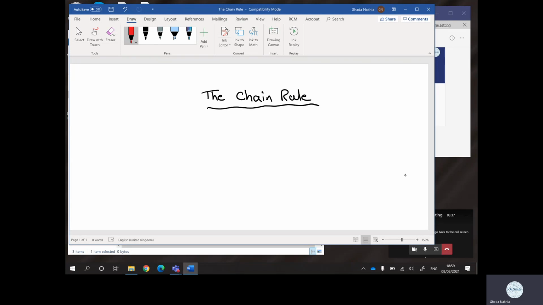Today we are going to look at how to apply the chain rule to differentiate different expressions. Okay, so let's take a look at the first question.